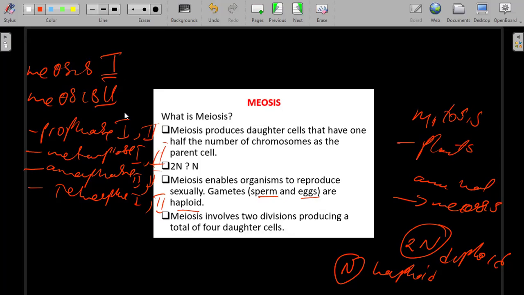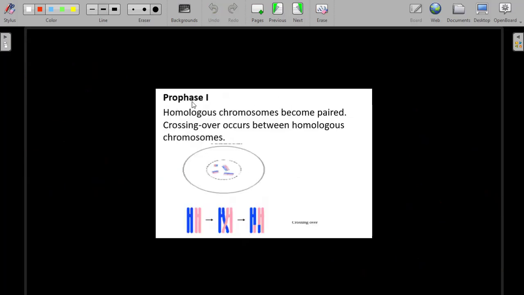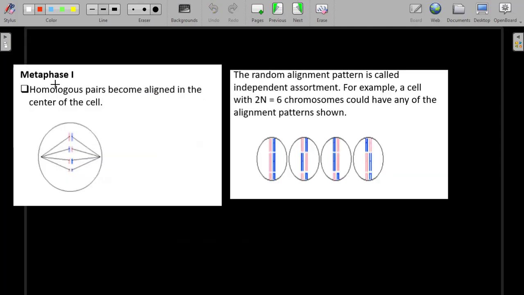Now let's discuss this one by one. We start with prophase 1. In prophase 1, your homologous chromosomes will become paired. Then that's where crossover is going to occur between these homologous chromosomes. So take note of such statements: crossover will occur in prophase 1 of your meiosis division. After you've done your crossover, you go to what we call metaphase.